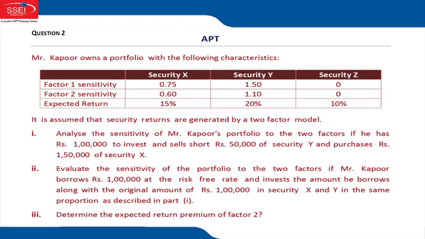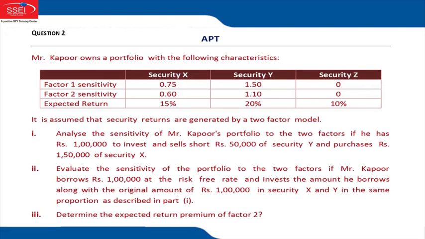And for security Z, you find that the beta is 0. That means security Z is risk-free. So the 10% return given below security Z is actually RF. 10% security Z return is RF. And we are given security X's expected return 15% and security Y's expected return, that is 20%.